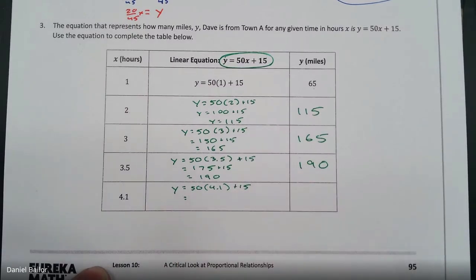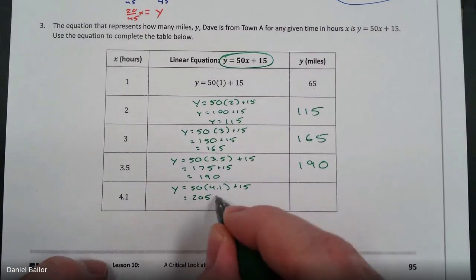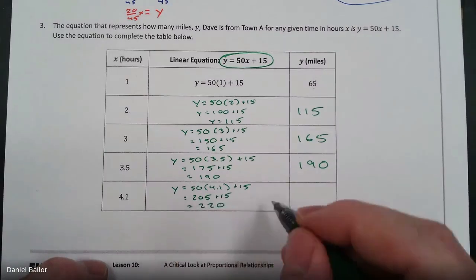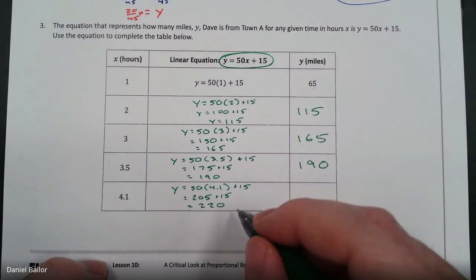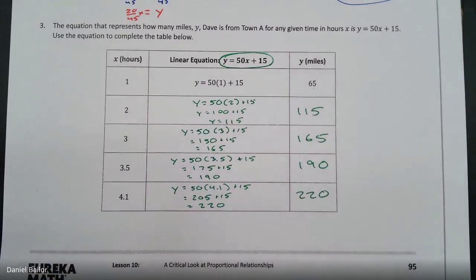50 times 4.1, I believe, is 205. 205 plus 15 is 220. So in 4.1 hours, Dave is 220 miles away.